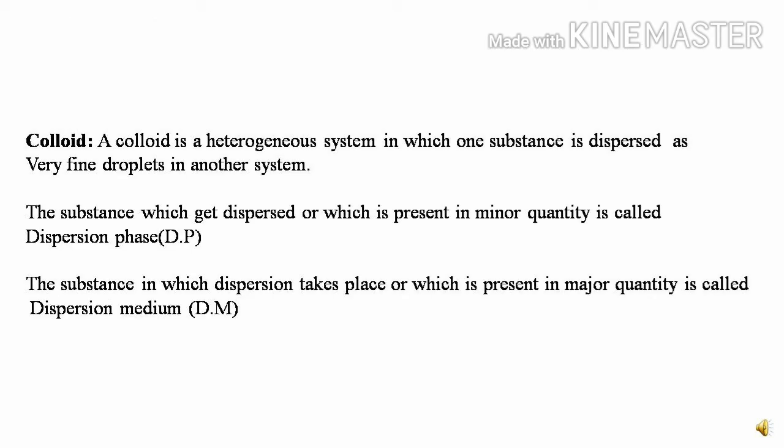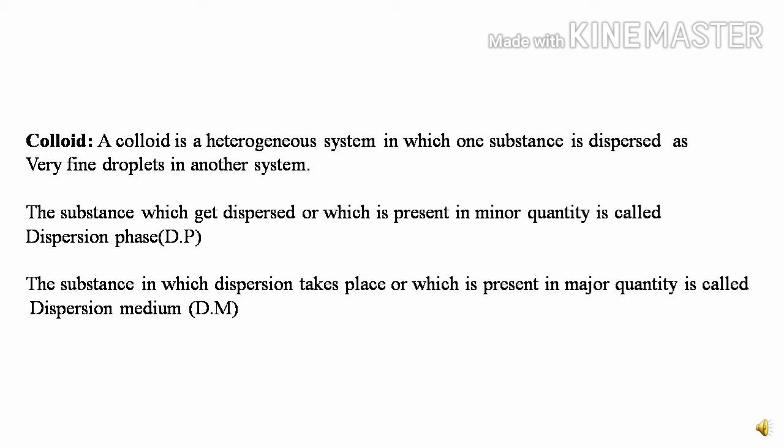Now let us try to understand about colloids. A colloid is a heterogeneous system in which one substance is dispersed as fine droplets in another system. Now let us take the example of smoke. In smoke, carbon particles are dispersed in air.